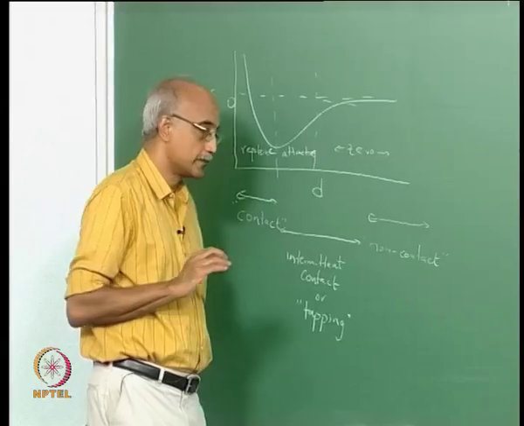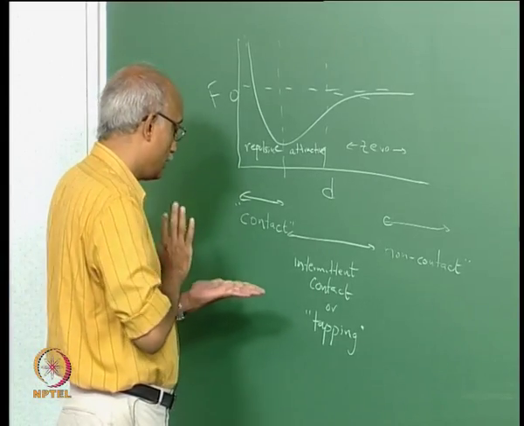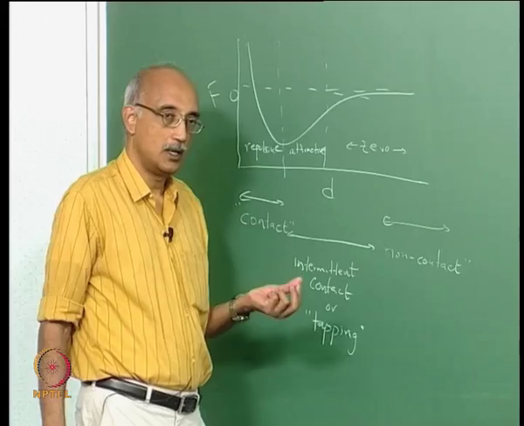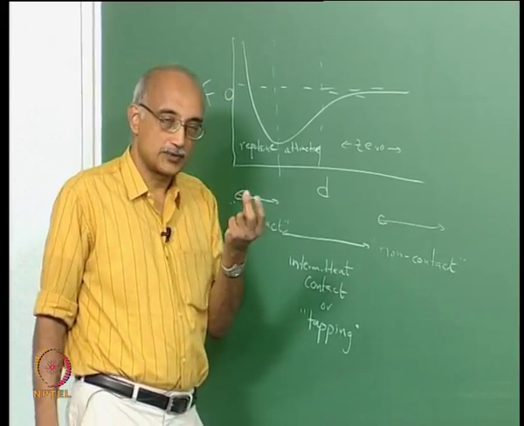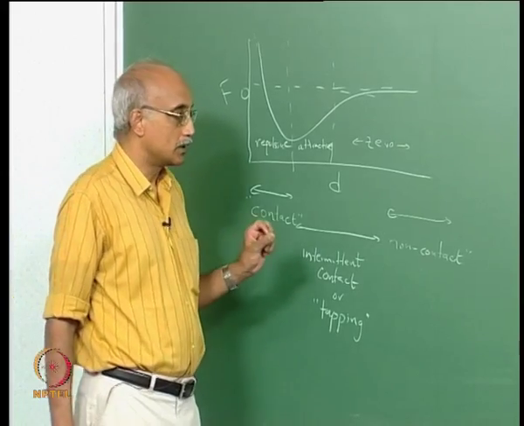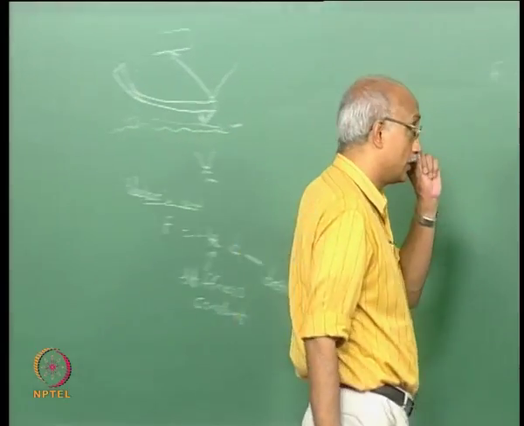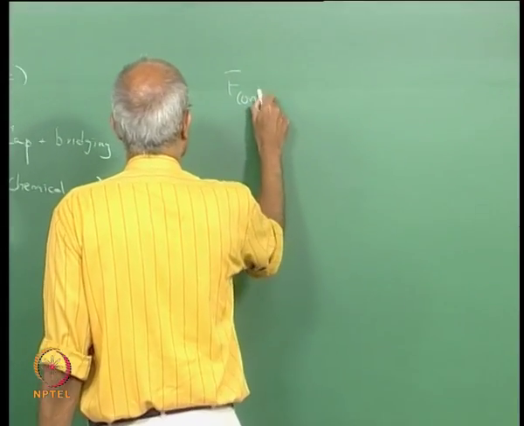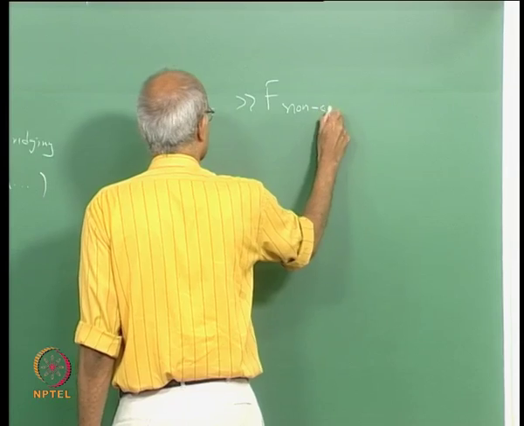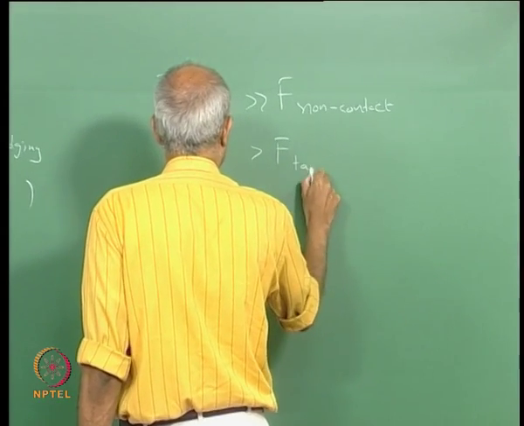Well, contact AFM is where you actually bring the probe close enough to the surface that the interaction between them is repulsive. The force of interaction is highest in the repulsive mode. As you can see, as the particles or surfaces come closer together, the intermolecular force increases very rapidly. So F values are very high in the contact mode. So when you look at F contact, typically it is much greater than F non-contact, and it is somewhat greater than F tapping.